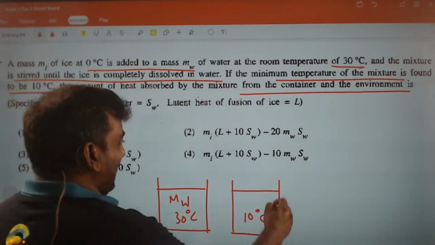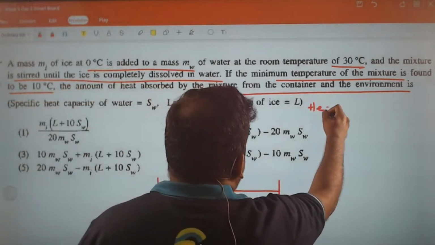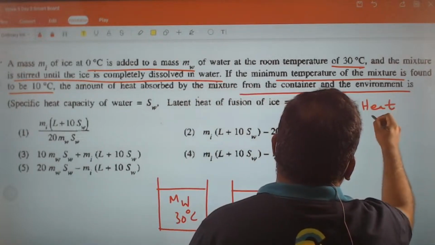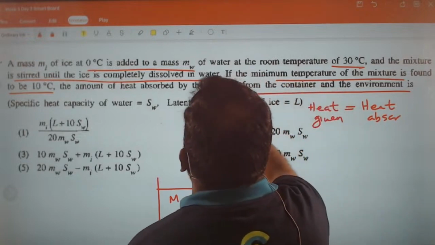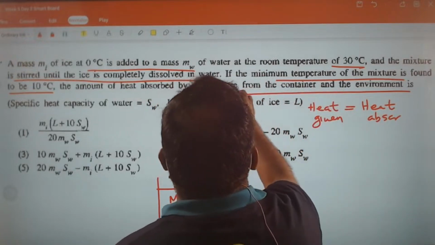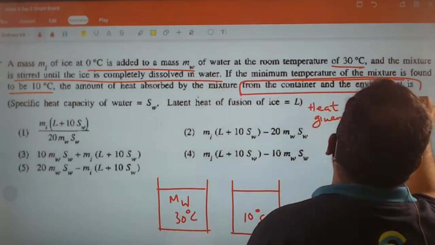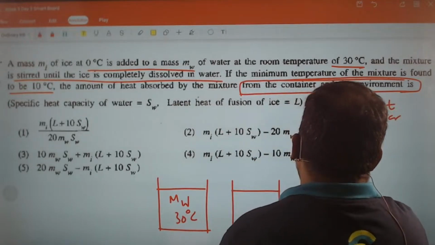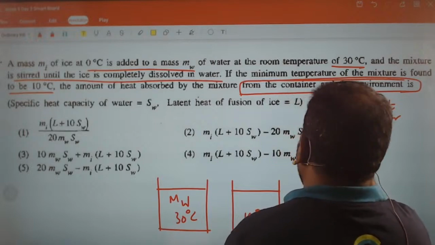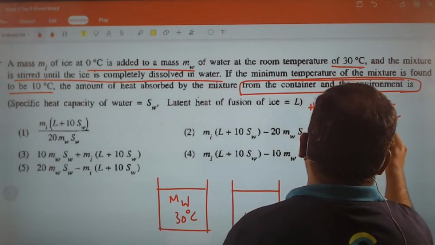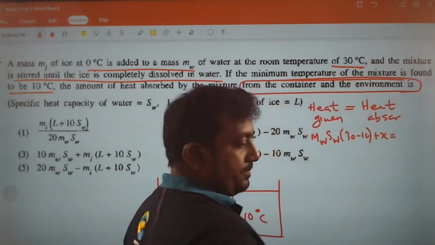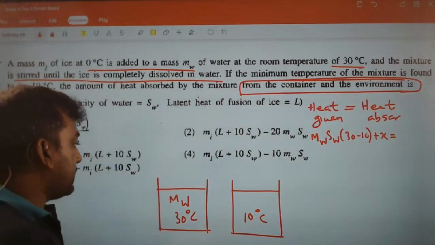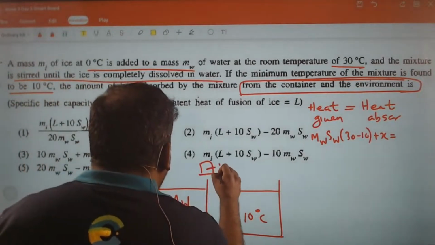Look at this carefully. Heat given equals heat absorbed. The heat absorbed by the mixture from the container and the environment. Who is giving heat? Water is giving heat. mW SW, 30 minus 10. The environment is giving X amount of heat. That is also absorbed to melt the ice.